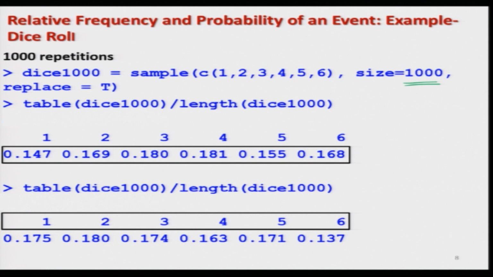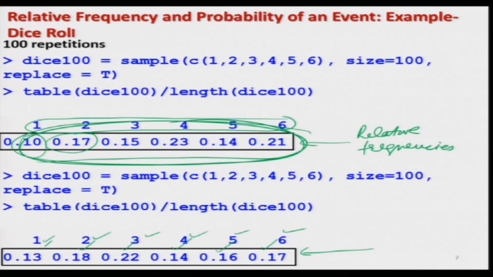and I try to compute the relative frequency of all the 1000 observations that I have generated from 1, 2, 3, 4, 5 and 6, and this is the relative frequency that we obtain. Say out of 1000 observations, 1 occurs 147 times, 2 occurs 169 times, 3 occurs 180 times, 4 occurs 181 times, 5 occurs 155 times, 6 occurs 168 times. But you can see that the difference among the values of these probabilities is closer than the values which are here when you try to repeat the experiment only 100 times.